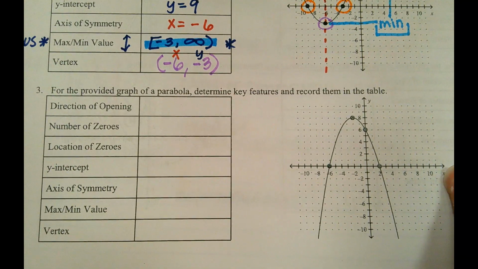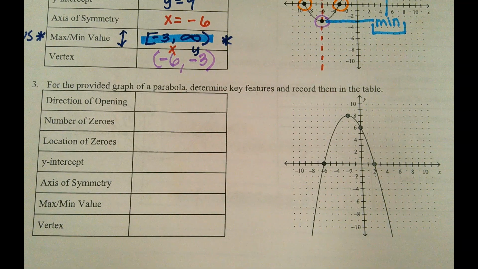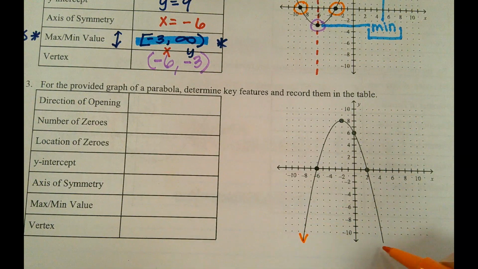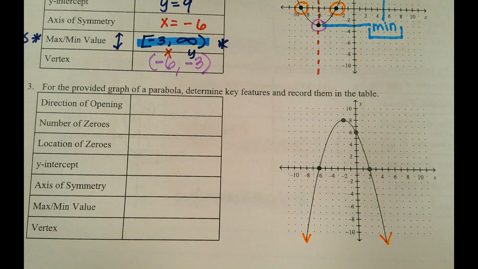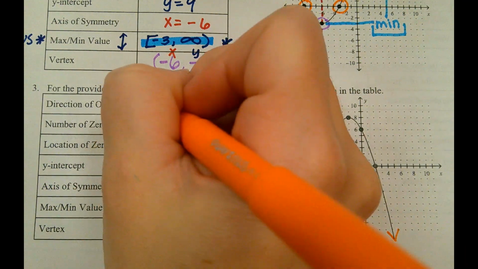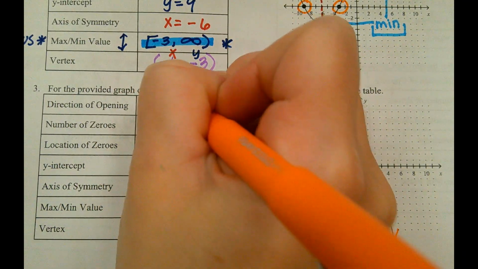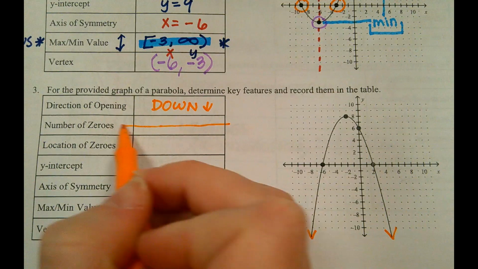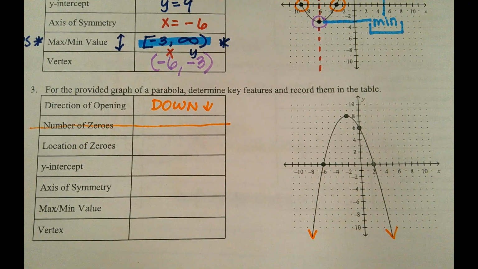And now let's look at number 3. The first thing I like to do is add arrows to the ends of the parabola, because they didn't do that on this worksheet. So this time, the direction of opening, what would the direction be now? Yeah. Down. We're facing down. So down is the direction. And I don't need the number of zeros, but you know, there's 2 of them.